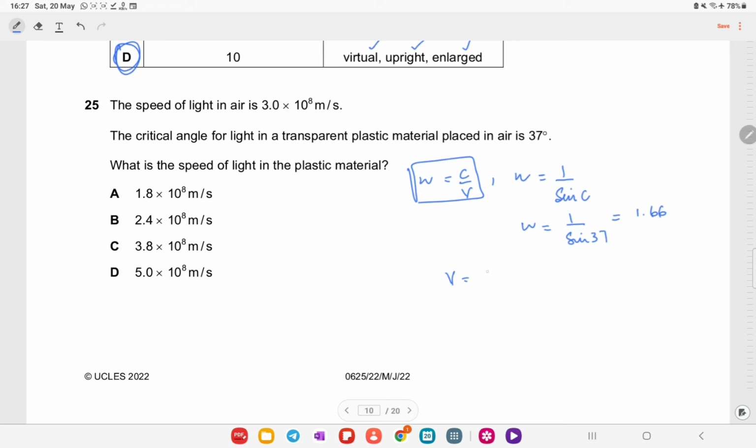So v is equal to c over n. c is 3 into 10 to the power 8, and n is 1.66. It's going to be around 1.8 into 10 to the power 8 meters per second. So option A is your right choice.